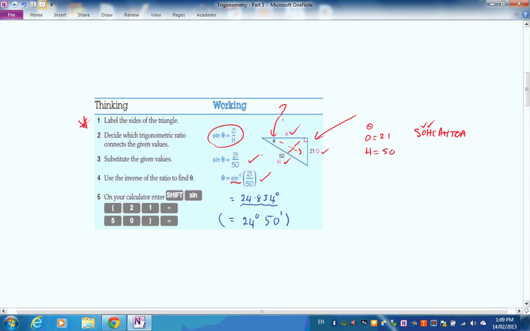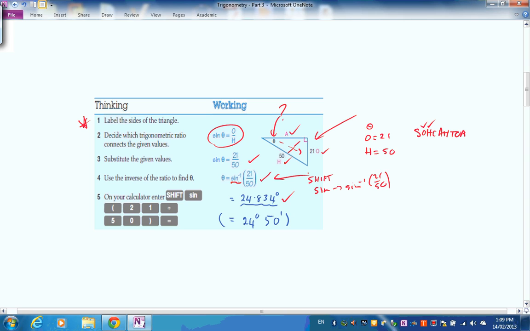So you could do that. You don't have to work out 21 over 50 separately. If you use a bracket on the calculator, put shift sine, and that gives you sine neg 1, and then just bracket it and do it all as one step on the calculator. You get this many degrees.